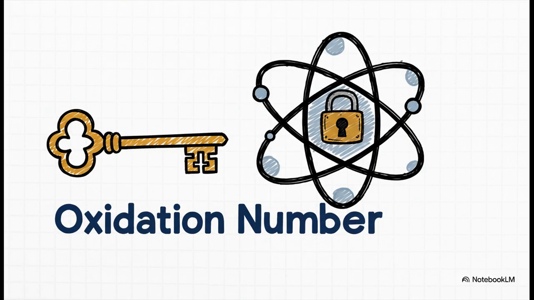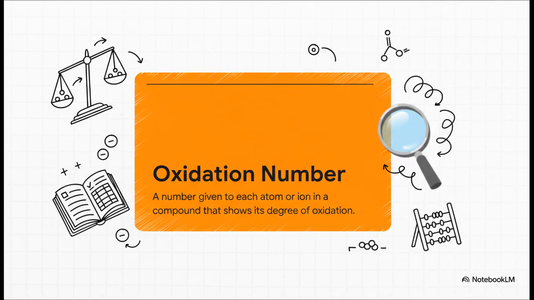And the secret, the thing that unlocks this whole puzzle, is a hidden code that chemists use. It's a special value assigned to each and every atom called the oxidation number. Think of it as the master key that reveals the hidden logic behind the whole reaction. So what exactly is it?